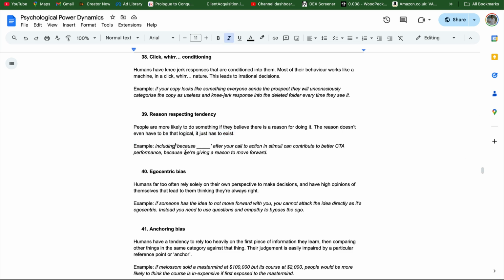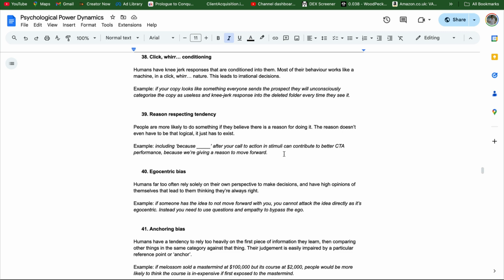For example, if we include the "because" after your call to action in a stimulus, it can contribute to better call to action performance, because we're given a reason to move forward. So if you're making a YouTube video and you make a call to action, like, so if you want to learn how we can get you an additional 2,000 paid subscribers every single month, guaranteed or you don't pay, then click the link below and book a call.